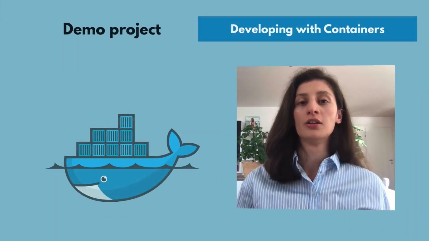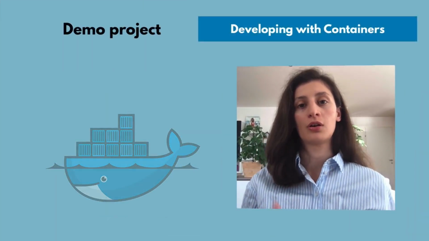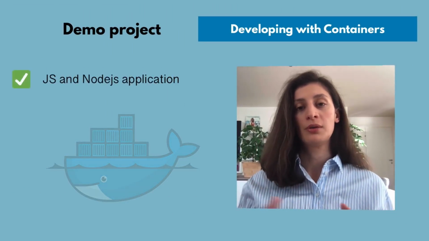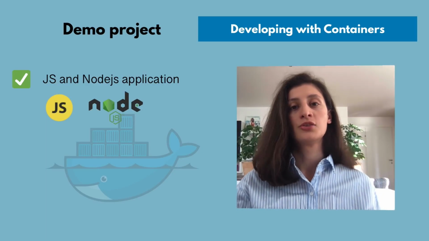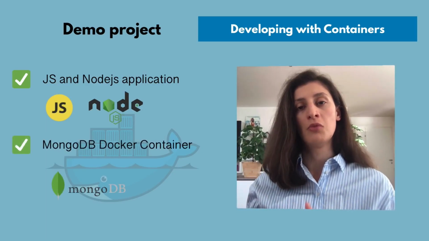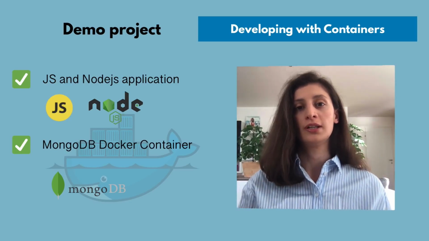So in this video, we are going to look at a practical example of how to use Docker in a local development process. What we're going to do is a simple demo of a JavaScript and Node.js application in the backend to simulate the local development process, and then we're going to connect it to a Docker container with a MongoDB database in it. So let's get started.